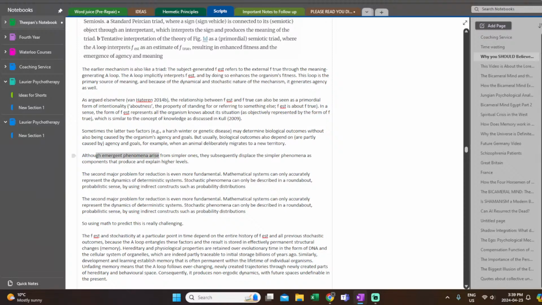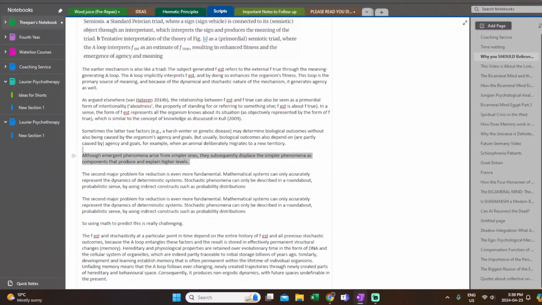Okay, so although emergent phenomena arise from simpler ones, they subsequently displace the simpler phenomena as components that produce and explain higher levels. Very key point here. Although emergent phenomena arise from simpler ones, they subsequently displace the simpler phenomena as components that produce and explain higher levels. How do I even get to explaining how this works?